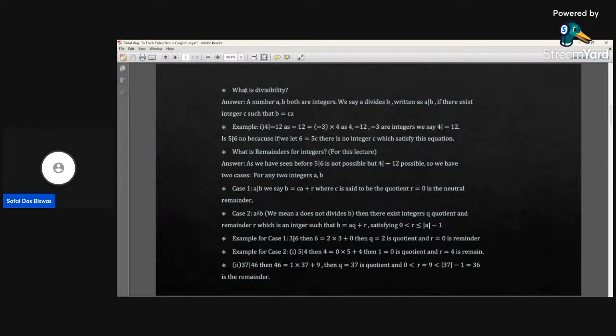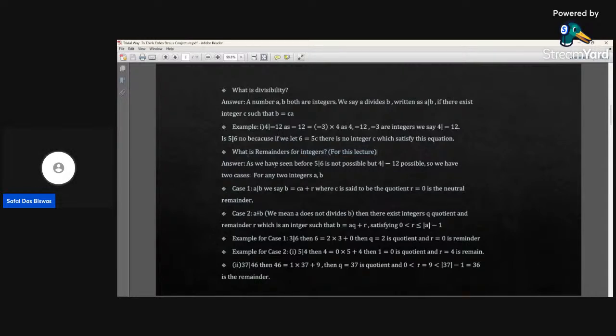No, because if we let 6 equal 5, there is no integer c which satisfies this equation. So 5 cannot divide 6, because c cannot be an integer. Now, what are remainders for integers? For this lecture, remainders are minimum absolute remainders. There are many concepts, so for this lecture I will be restricting to the following definition.